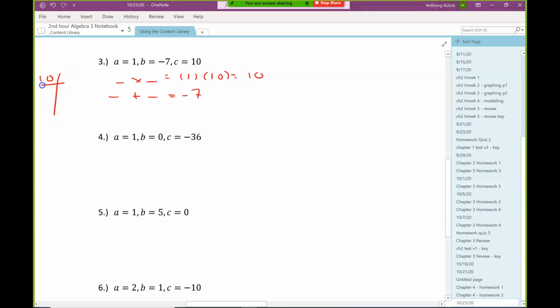So make ourselves a little chart here. We always start with the multiplication problem. So if it multiplies to give us 10, you could have 1 and 10, or -1 and -10, but neither of those add to give us -7. You could have 2 and 5, and -2 and -5. Positive 2 and positive 5 don't work. Those add to give us +7, but the negatives do. So those are the two numbers that we needed, -2 and -5. Okie dokie.